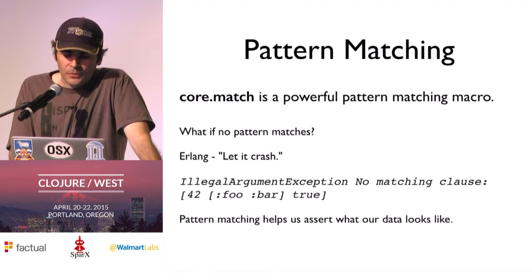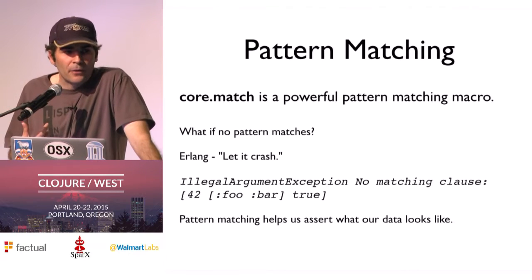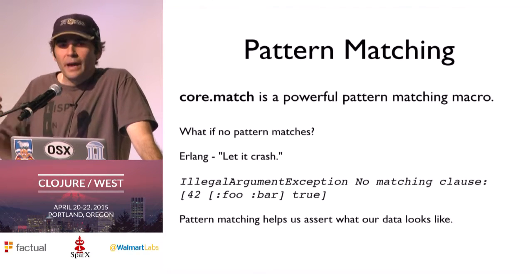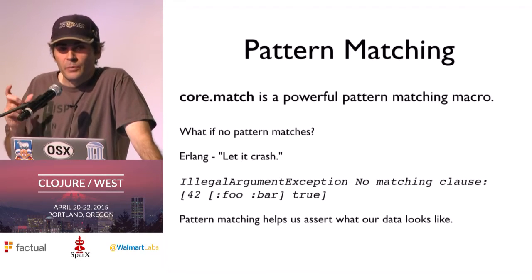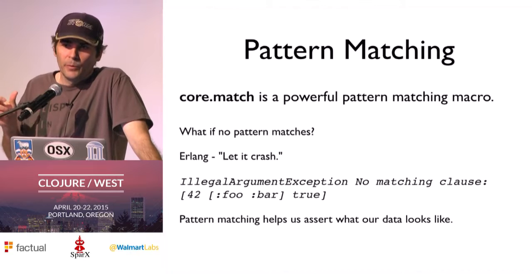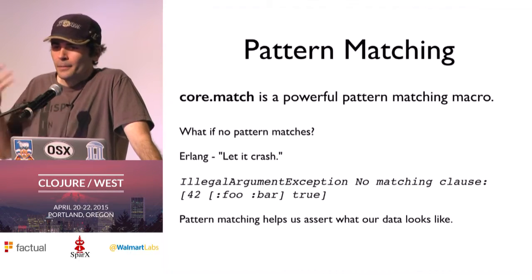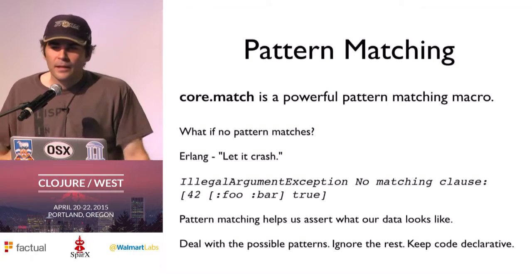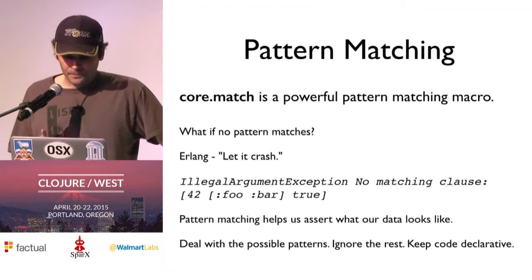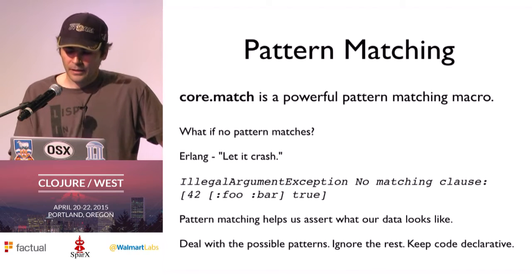So in this way, pattern matching helps us start to assert about what our data looks like. Everywhere we might put an assertion about the shape of the data, if we're using pattern matching, we've essentially got a built-in assertion. If we just match on the patterns that we expect to see, that we will see if our code is operating properly, and we don't match on the patterns that indicate some unexpected or improper behavior, then essentially we're acting as an assert. So we can deal with those possible patterns, we can ignore the rest, and keep the code very clean and declarative.